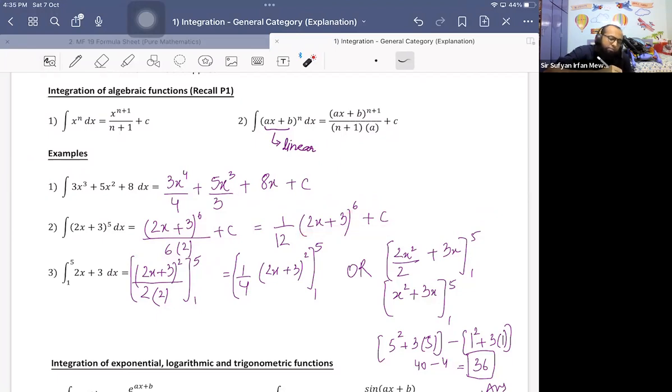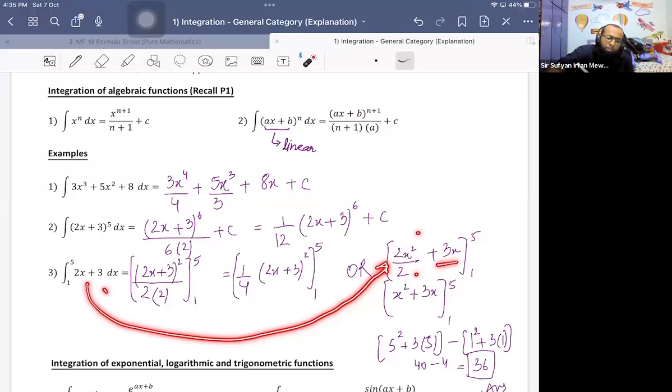Now this third example seems to be a normal algebraic function, just like example number 1. So we can integrate directly as well. How? Increase the power by 1 and divide by the new power. So 2x power 1 becomes 2x squared upon 2, and 3 becomes 3x. But over here, we have not taken plus c. Why? Because we know that they are defined limits. So we will not take plus c. Rather, we are going to apply the limits: upper limit minus lower limit. So this 2x squared upon 2 plus 3x becomes x squared plus 3x.